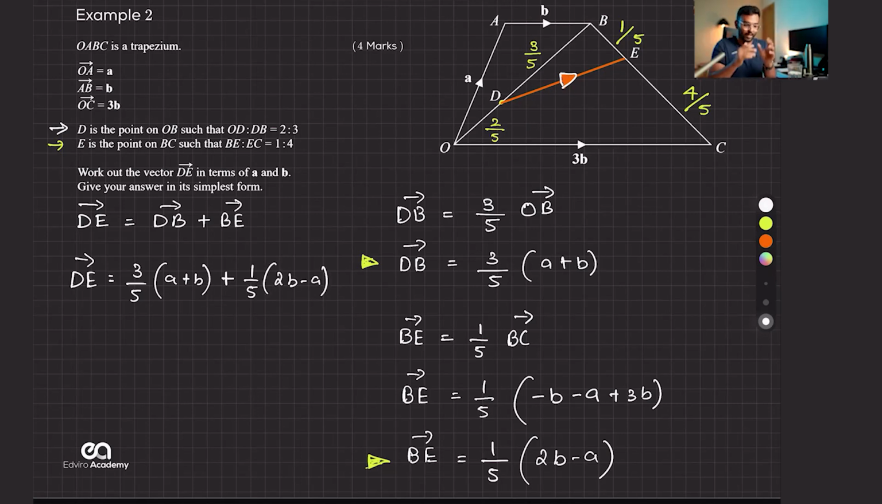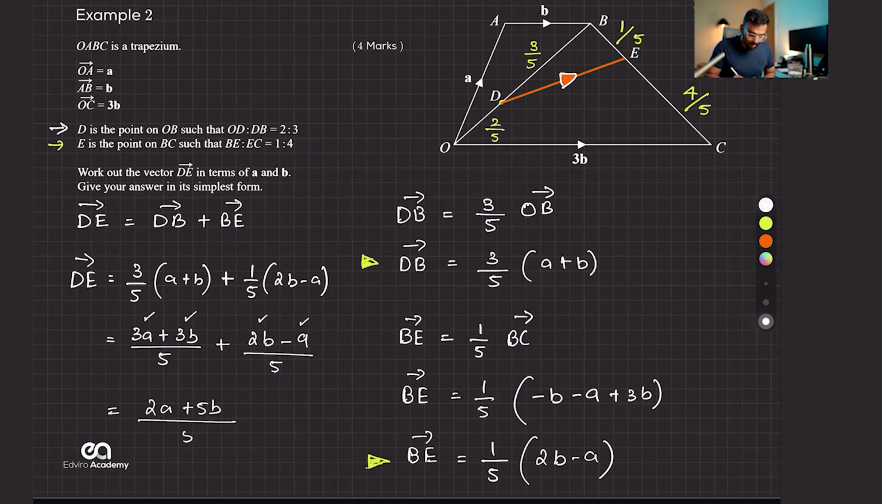Expand the bracket, bring it together. When you expand the bracket, 3A plus 3B over 5 plus 2B minus A over 5, having the same denominator already, we add them up. 3A minus A is 2A. 3B plus 2B is 5B over 5. And there we go.